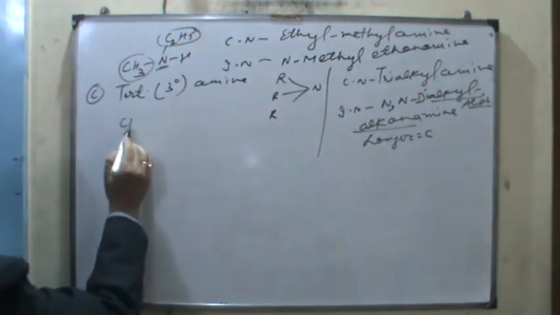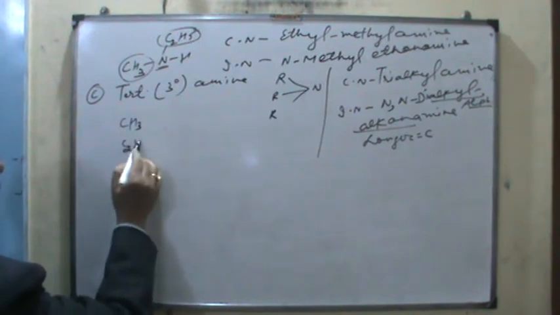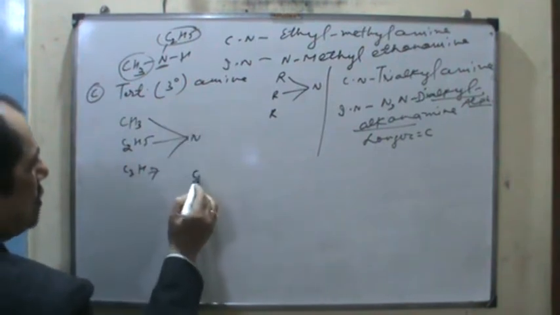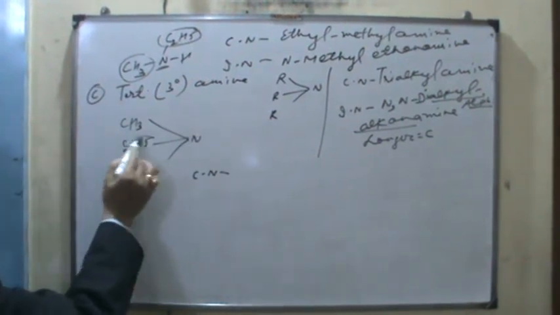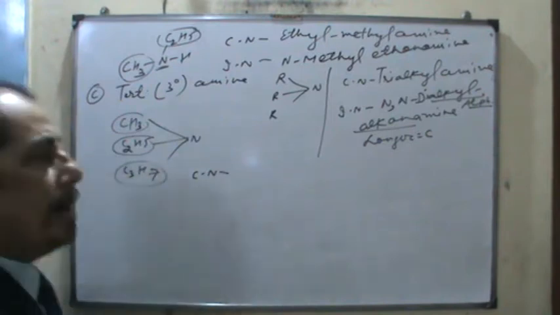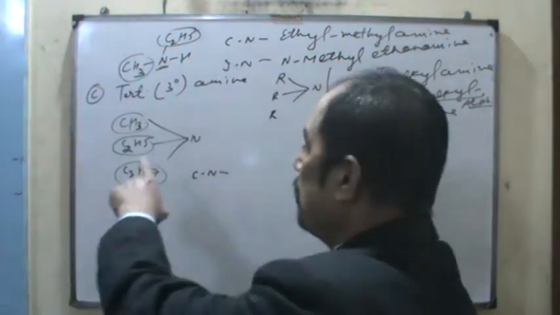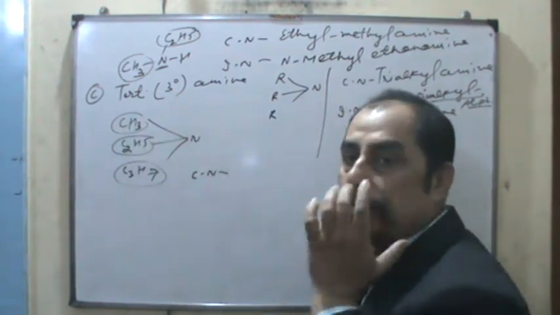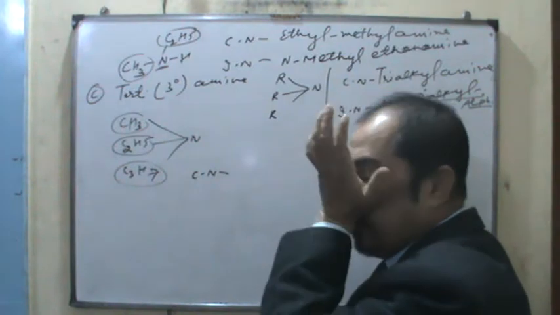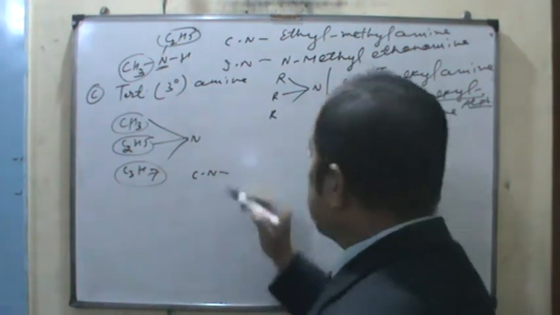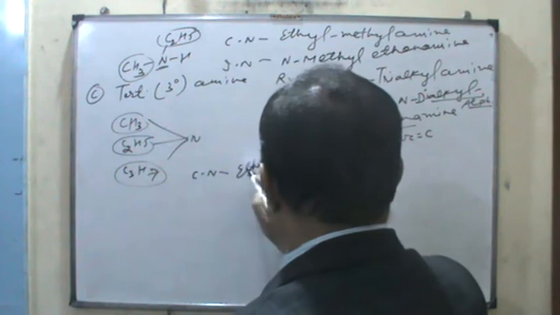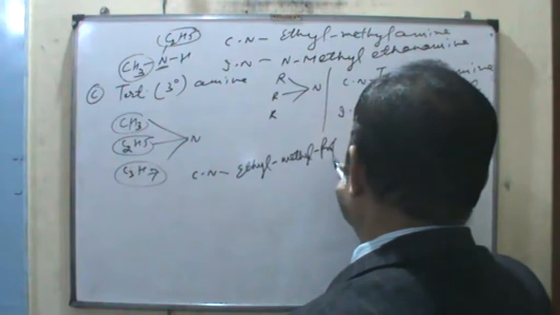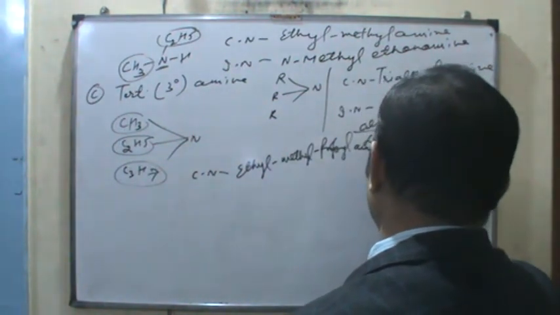I take CH3, C2H5, C3H7. What is the common name? Take it alphabetically: ethyl, methyl, propylamine. So these 3 different alkyl groups are taken here. So what do I write here? Ethyl, dash, methyl, dash, propyl and amine. It's all right.